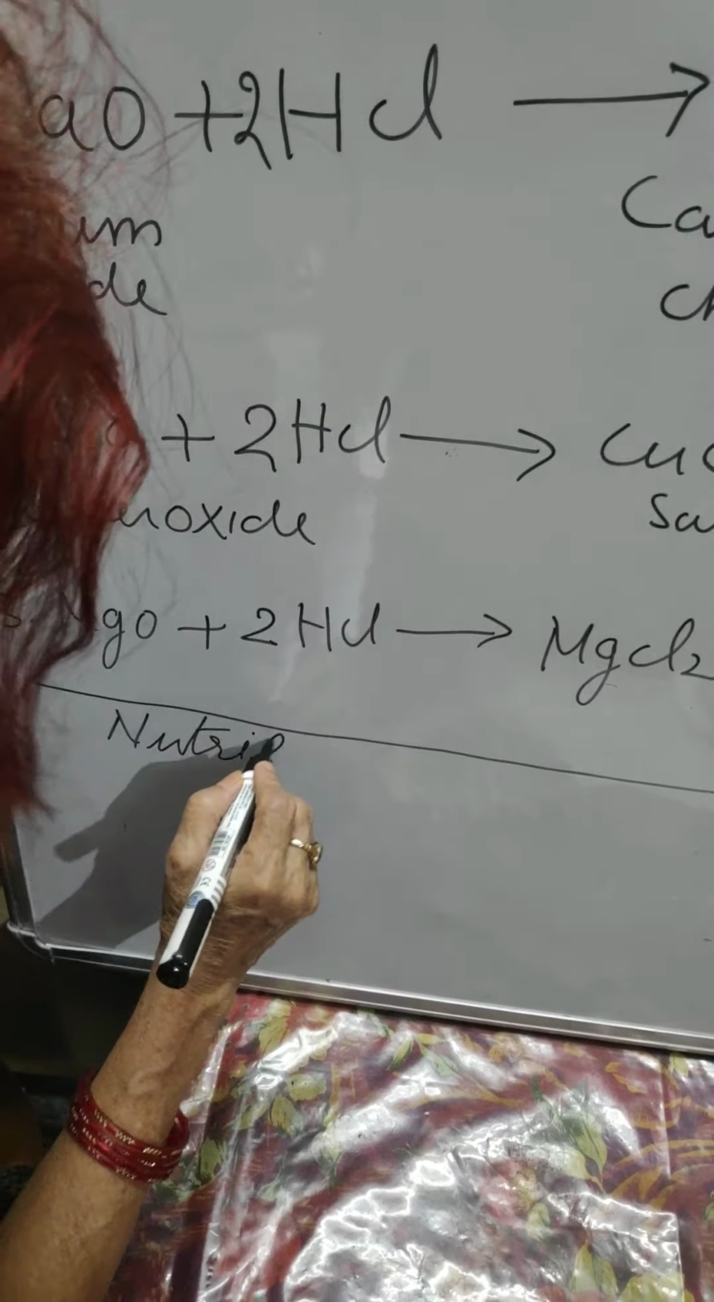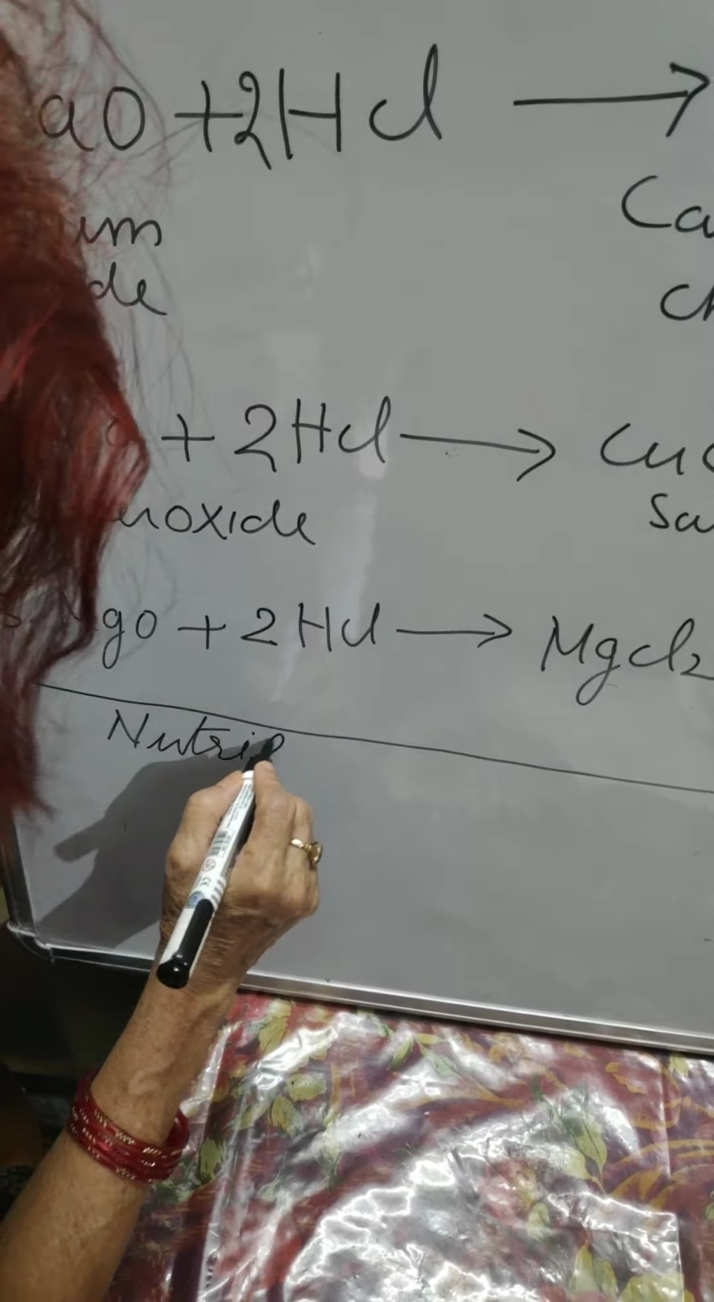Because when the metallic oxide reacts with the acid, they form salt and water, and the metallic oxide is the basic oxide. Metallic oxide is the basic oxide. That is why when it reacts with this acid and they form salt and water, this whole reaction is called neutralization reaction. Now it is clear?